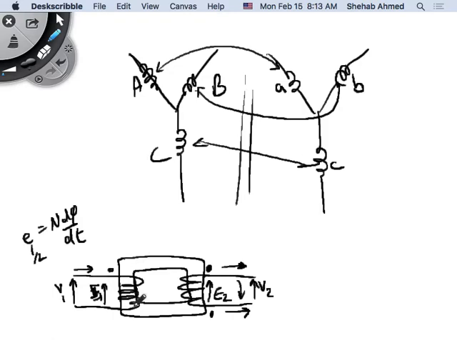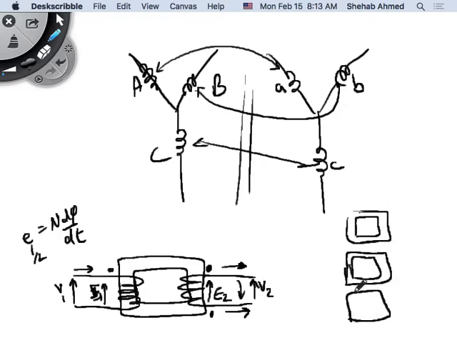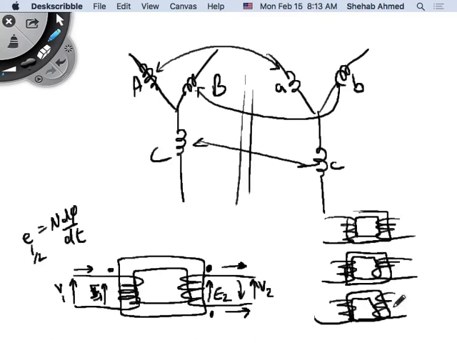And I created this transformer by taking 3 of these single phase transformers. I'll show a figure later. I just took 3 of these single phase transformers, and I connected them in a certain fashion. So I have these 3 single phase transformers. And this is phase A, phase B, phase C terminals, and then this is my neutral point on the primary side, right? And the same thing with the secondary. I have a neutral point here on the secondary side.